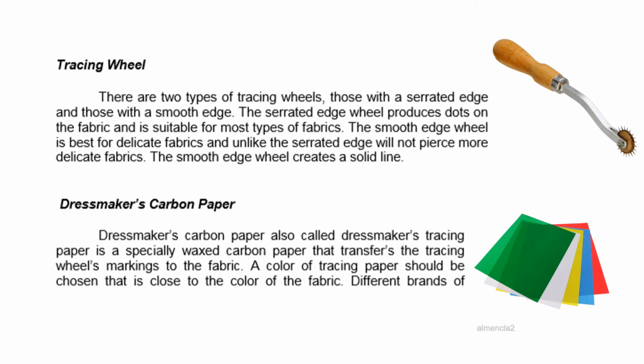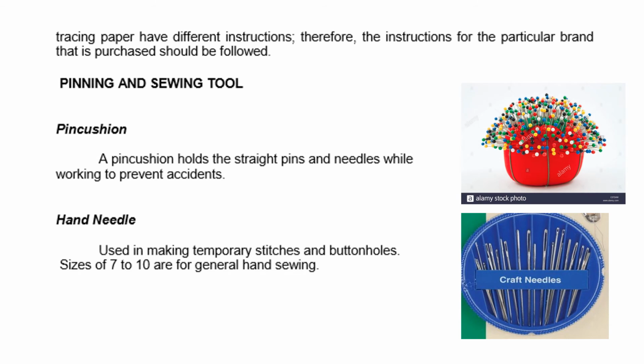Next, we have the dressmaker's carbon paper. Dressmaker's carbon paper, also called dressmaker's tracing paper, is a specially waxed carbon paper that transfers the tracing wheel's markings to the fabric. A color of tracing paper should be chosen that is close to the color of the fabric. So, in the picture, we have the green, the white, the yellow, the blue, and red. Tracing papers have different instructions. Therefore, the instructions for the particular brand that is purchased should be followed.